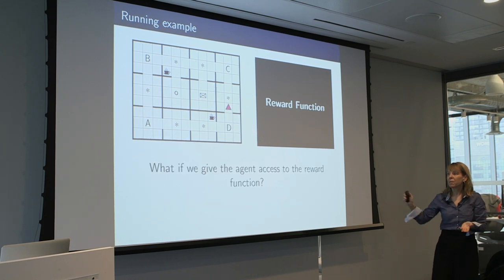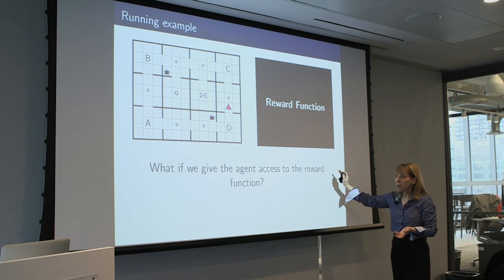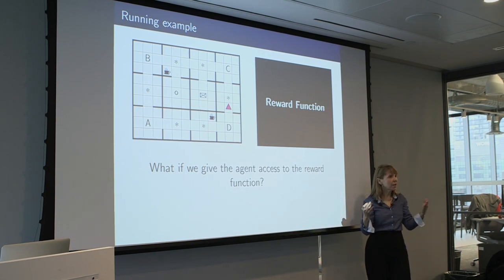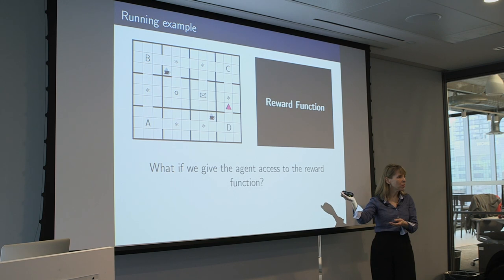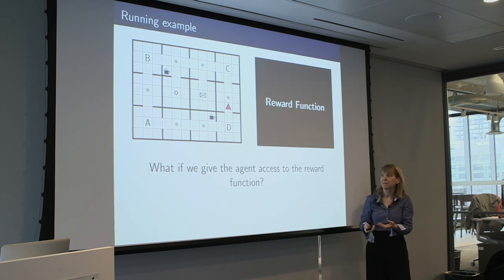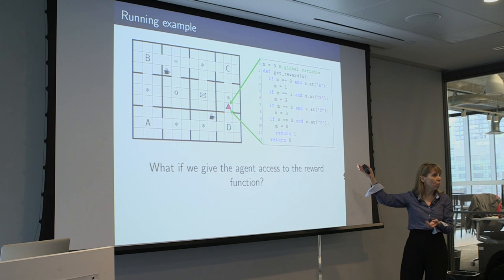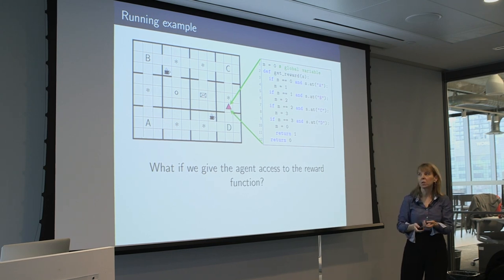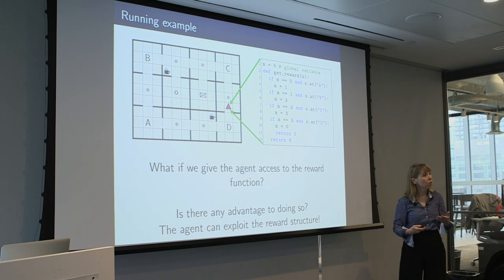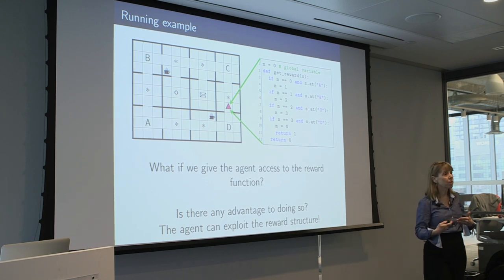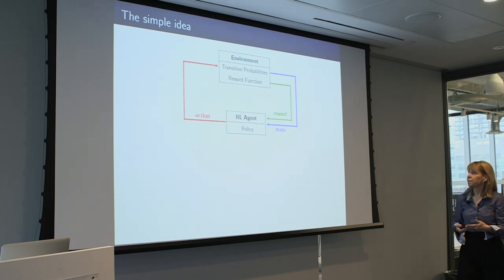What if we give the agent, so the main idea of this work is a very simple one, but a very powerful one, I think, which is: why don't we take that function and tell the reinforcement learning agent what that reward function is? Why don't we actually expose that reward function so that its structure can be used and understood? That's exactly what we're doing in this work. Is there an advantage of doing this? There actually is, because the agent can then exploit that structure in order to learn more quickly. That's what I'm going to show you, and to solve problems that cannot be solved now.